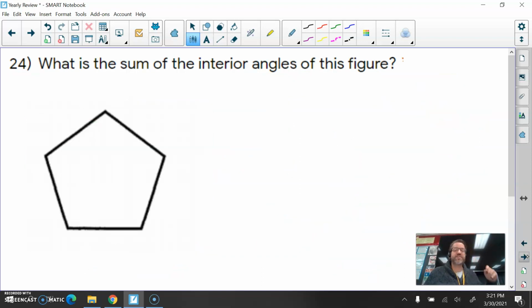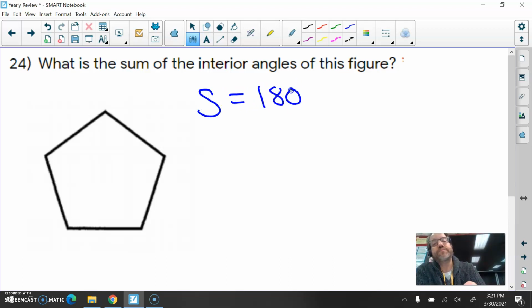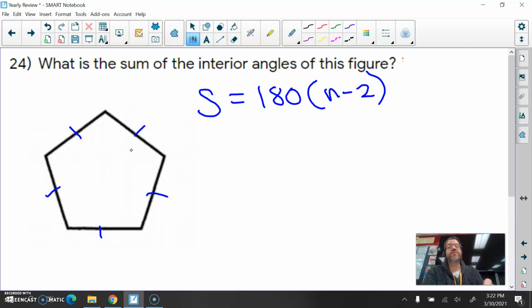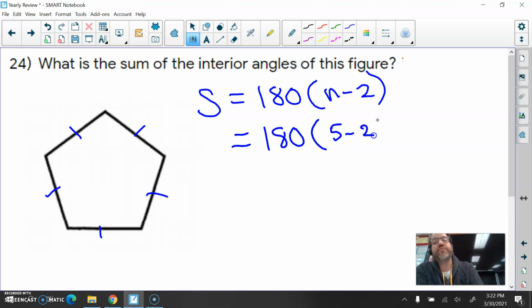Number 24. What is the sum of the interior angles of this figure? Now, if you look at the formula sheet that's attached to the assignment, you'll see this formula. S equals 180 times the quantity n minus 2, where n is the number of sides in your polygon. This here is a pentagon. See, it has 1, 2, 3, 4, 5 sides. So all you have to do to find the sum of the interior angles is take 180 and multiply that by 5 minus 2. Okay, which is 180 times 3. 5 minus 2 is 3.